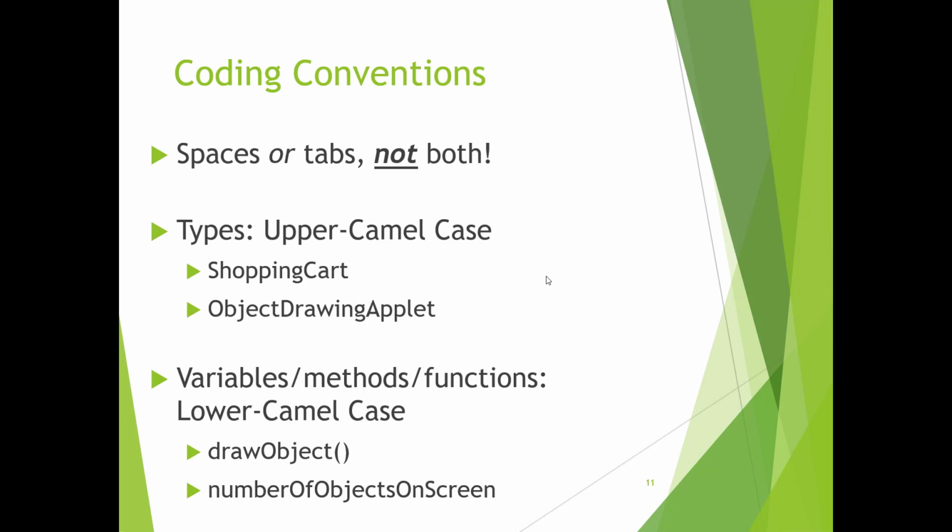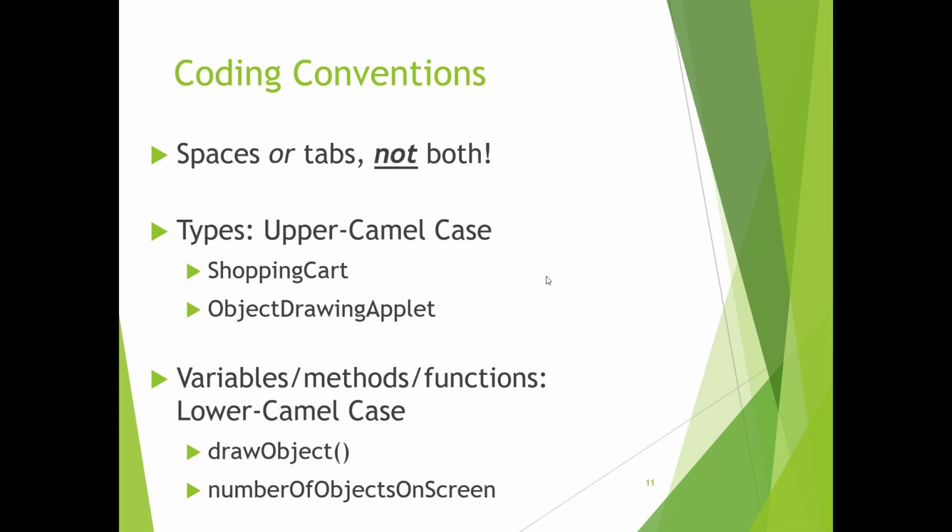Any type names, so classes, interfaces, enumerations, that type of stuff, use upper camel case, so no underscores in there. Starts with an uppercase, each successive word uppercase. These must be full words. Don't abbreviate. I don't want two-letter abbreviations for things, unless it's a really common abbreviation like URL, then that's perfectly fine. But full words, so I can understand what the thing is.